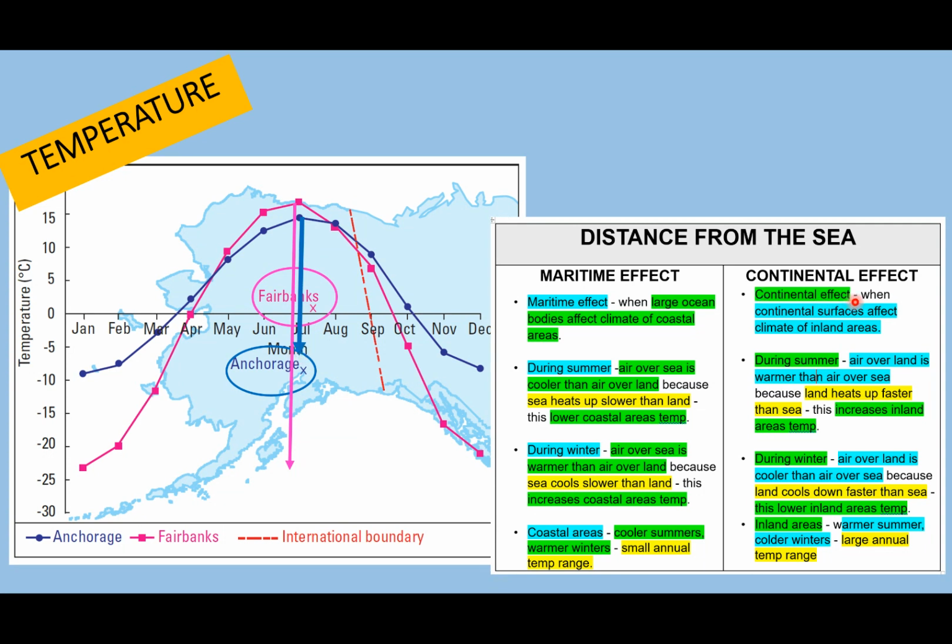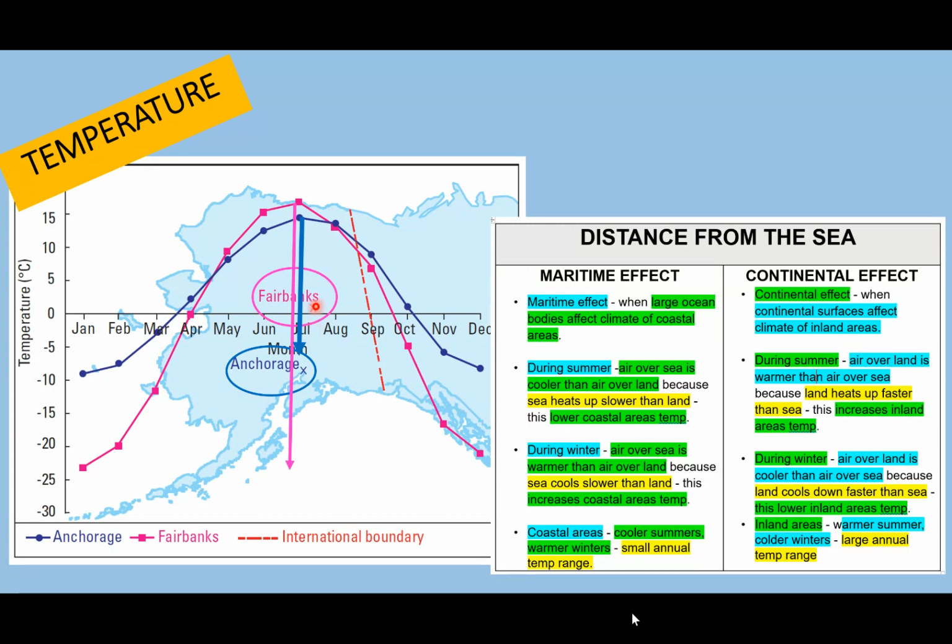Now let's go to continental effect. Continental effect is when continental surfaces affect the climate of inland areas. During summer, air over land is warmer than air over sea because land heats up faster than the sea. This increases inland areas' temperature. During winter, air over land is cooler than air over sea because land cools down faster than the sea. This lowers inland areas' temperature. So inland areas have warmer summers, colder winters, and a large annual temperature range.